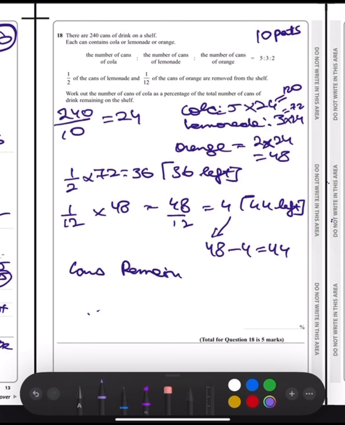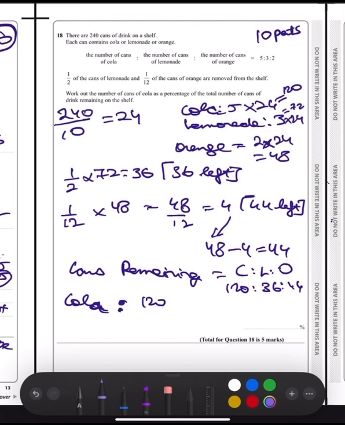So now that we know the cans remaining, we can write all of them, cola, lemonade, orange, in a ratio. So we know 120 and 36 and 44. And after that, because they asked us for a percentage for the total number of cans of drink remaining on the shelf and the number of cans of cola, we know cola remained the same. It wasn't taken off the shelf, so it has the same number.